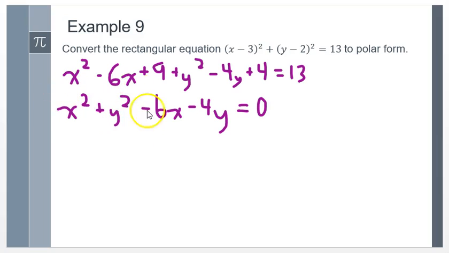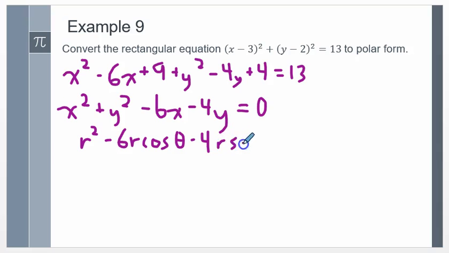Again, the x squared plus y squared piece here combined, that's actually just going to equal r squared. And then whenever you have an x, remember that you can replace that with r cosine of theta. And whenever you have a y, so I have negative 4 times y, y can be replaced with r sine of theta.